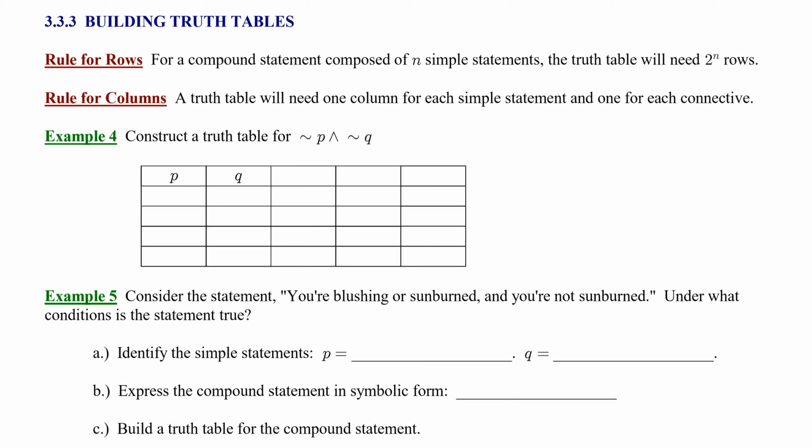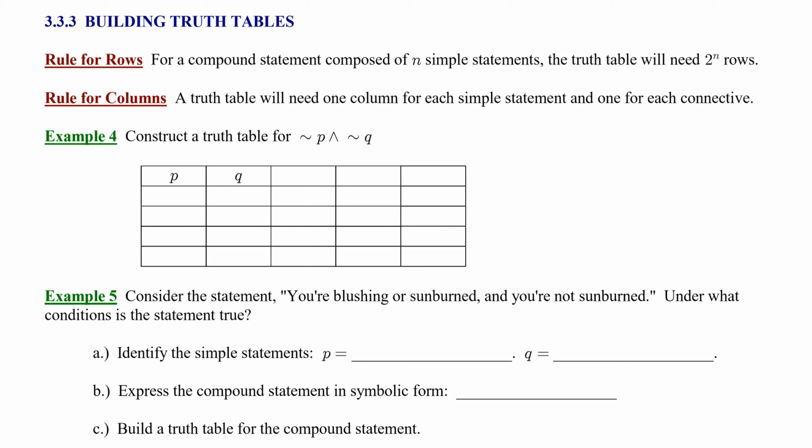In section 3.3.3, we're going to study how to build truth tables. Every truth table that we build will be related to those three basic truth tables for the negation, the disjunction, and the conjunction. So if you have those nearby so that you can keep an eye on them, that will be helpful. We're going to consider compound statements with more than one connective.